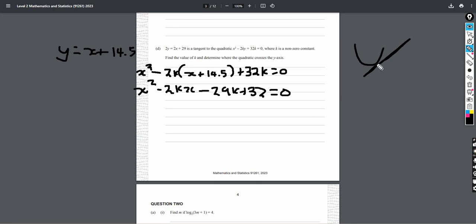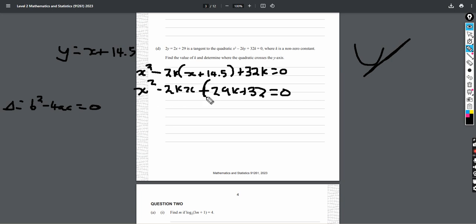Which means that x squared minus 2kx minus 29k plus 32k equals 0. Now, when you've only got one intersect, this is an equation which will solve for an x coordinate, and there's only one x coordinate. So hopefully you've been taught the discriminant, b squared minus 4ac. If we make this equal 0, there will only be one solution. So you just plug it in.